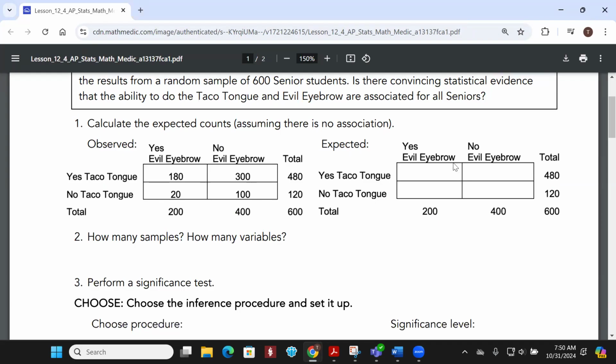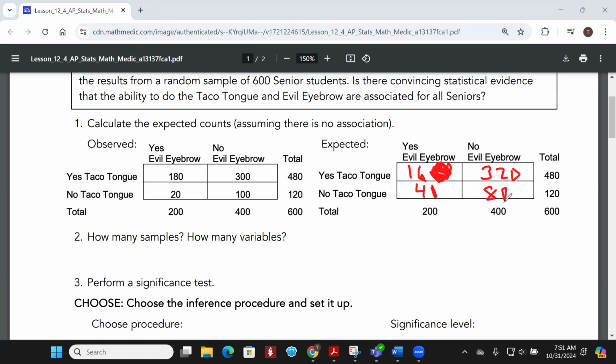Now we're going to do the expected. Remember, the expected is your row total times your column total divided by your grand total. So we would do 200 times 480 divided by 600, and that would give me 160. That's a 0. I'm drawing in a circle. Then that's going to give me 320 here, because remember, it's got to add up to equal that total. On this one, it's going to give me 40, because it's got to add up to equal 200, and then 80 to get that last one.